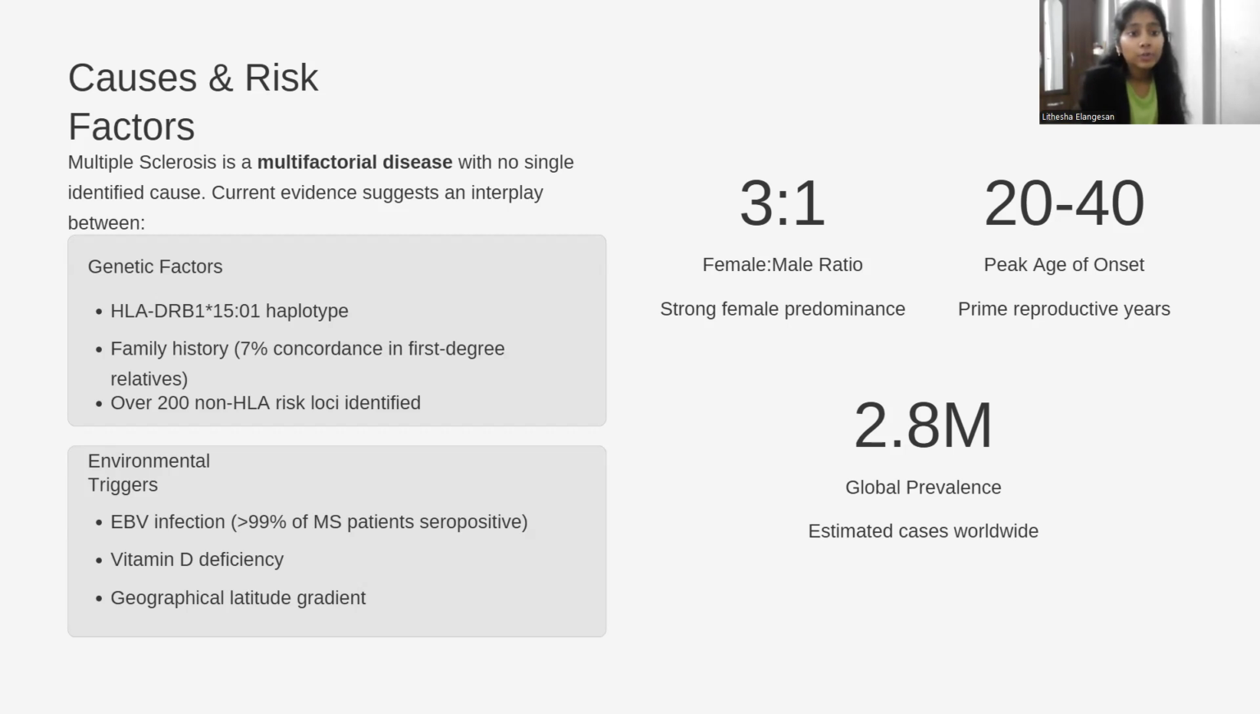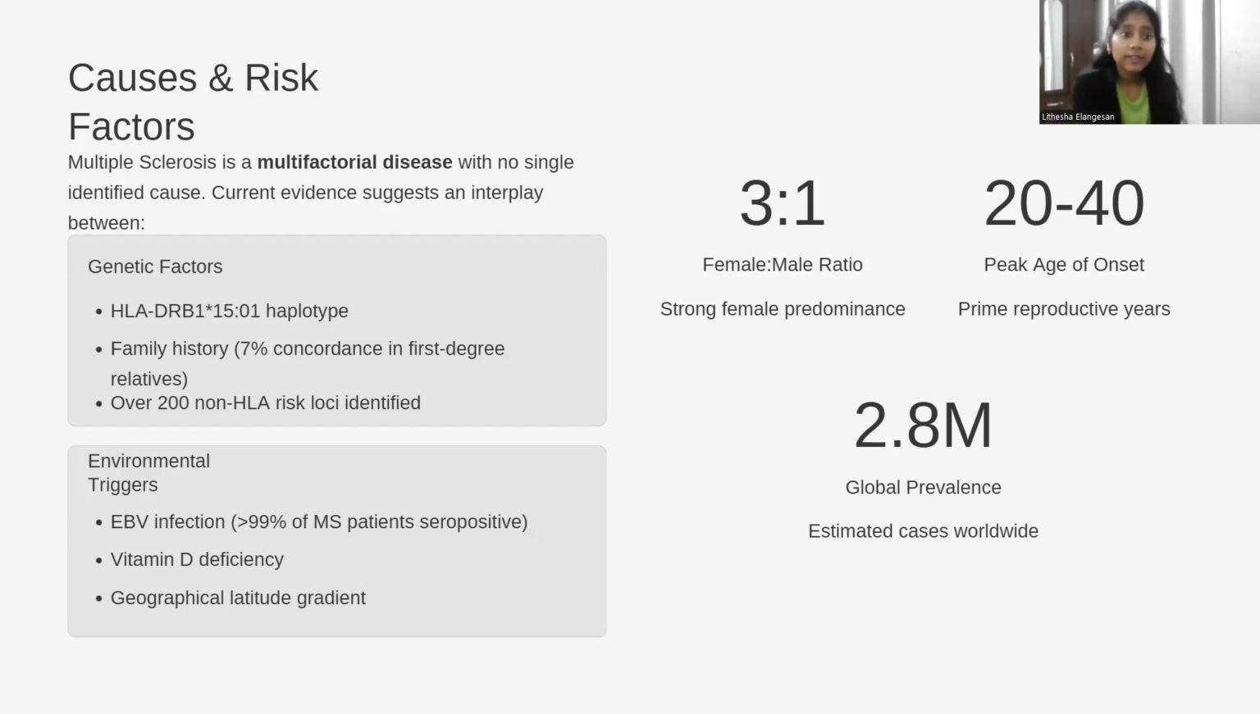And over 200 non-HLA risk loci have been identified. HLA is a type of gene which codes for a protein that allows your body cells to identify whether something is foreign or not foreign to the body. In autoimmune diseases, the immune system recognizes your own cells as foreign, which means there can be a lack of this particular protein in your body. But there are also so many other genes which have been identified to show an increased risk of getting MS.